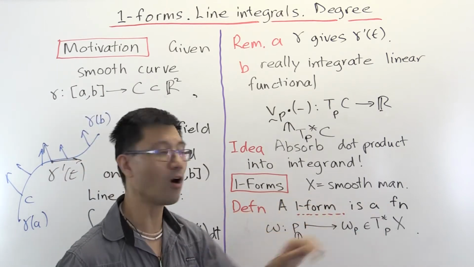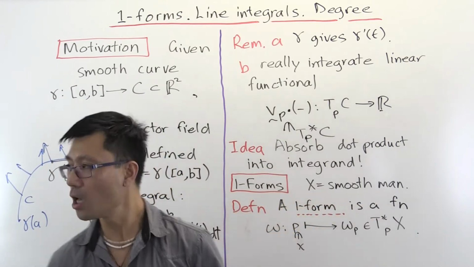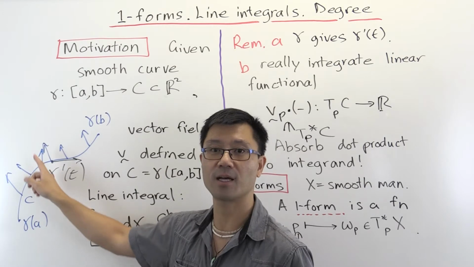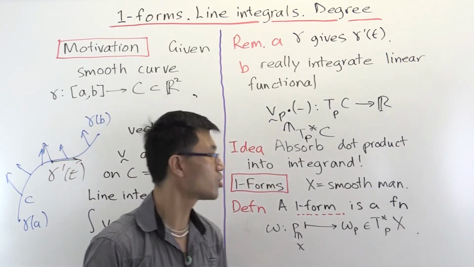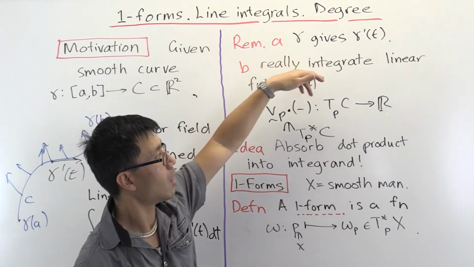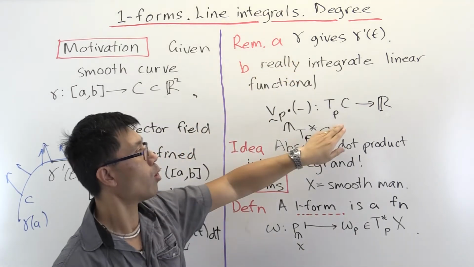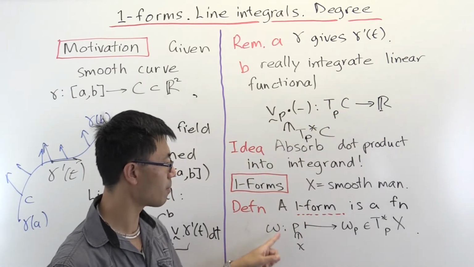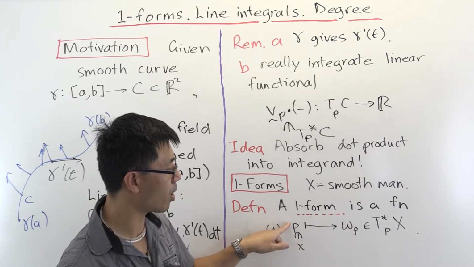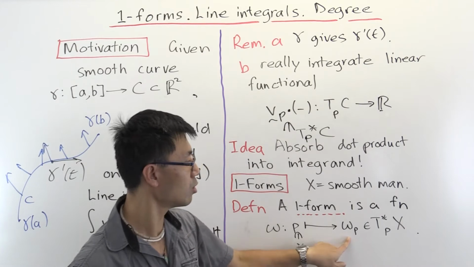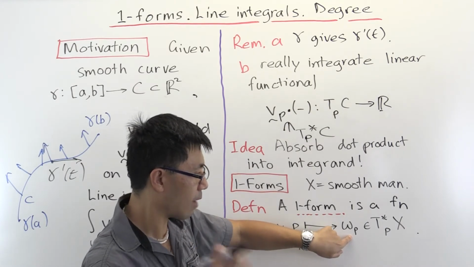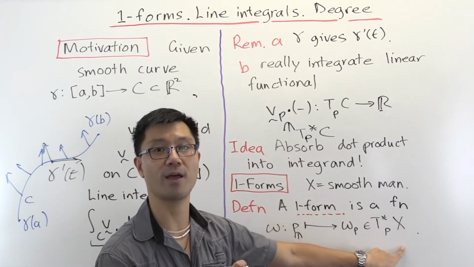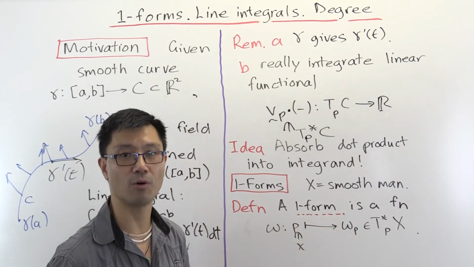So motivated by this setup, we come with the definition now. Suppose X is some smooth manifold. So what's a one form? Before, what we had was for each point on this curve, we gave a vector. Now, instead of a vector, something maybe in the tangent space, what we have is something which is a linear functional on the tangent space. So this is going to be a function from X: we pick a point P in X, and you map it to something that, rather than a tangent vector, is a cotangent vector, an element of T*_P of X. And that's the definition of a one form.